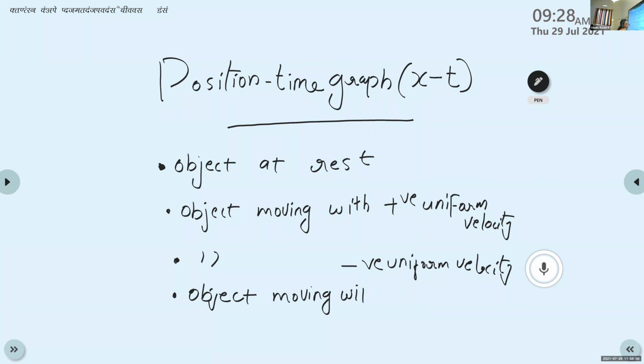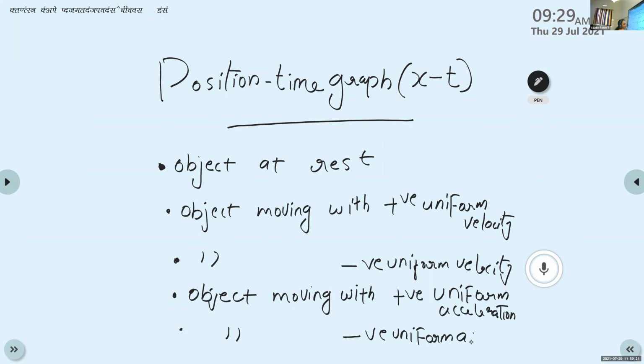Any idea? Yesterday, some of them are sitting in my class. Object moving with the positive uniform acceleration. Then what can be the next? Object moving with the negative uniform acceleration.